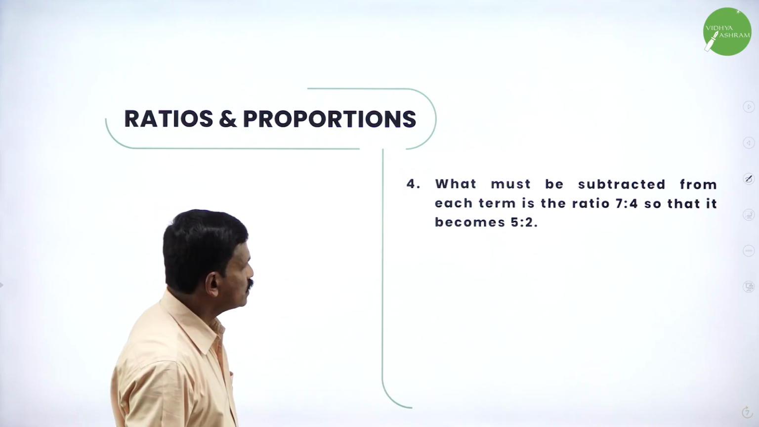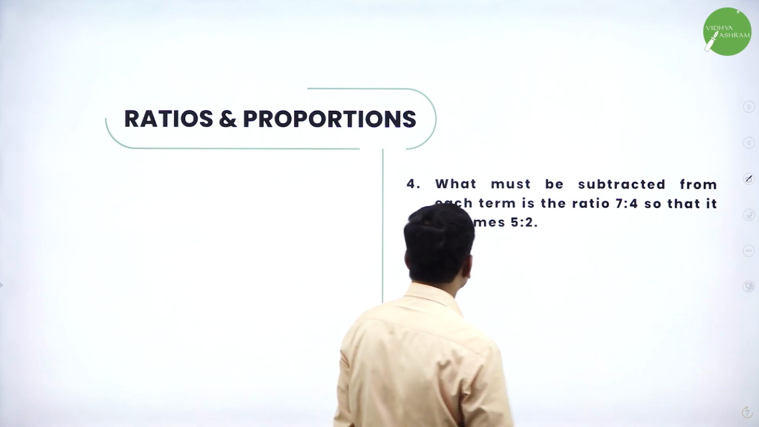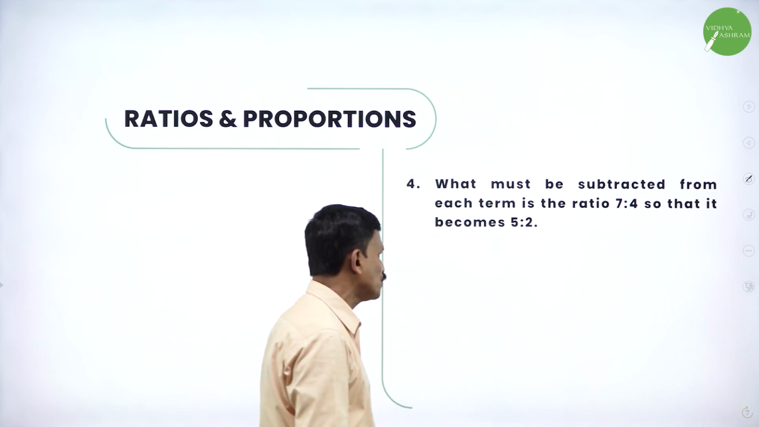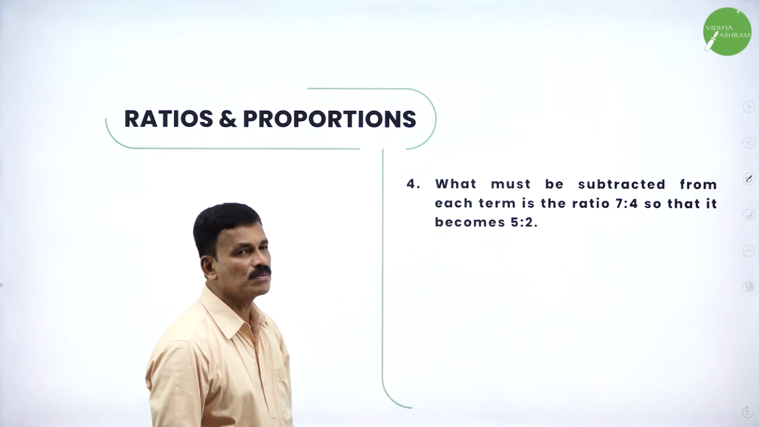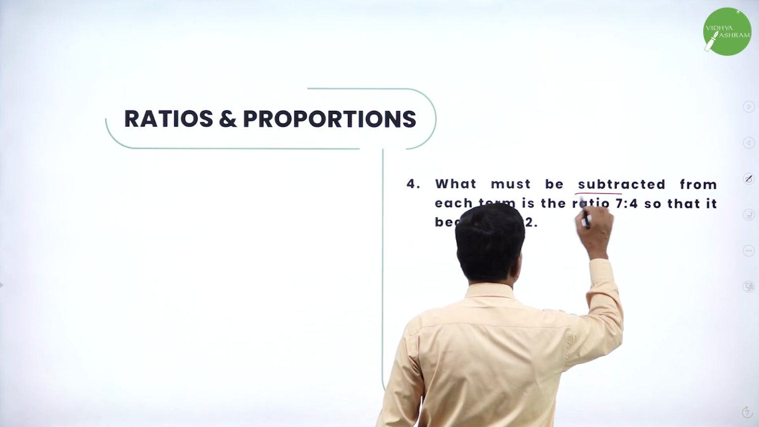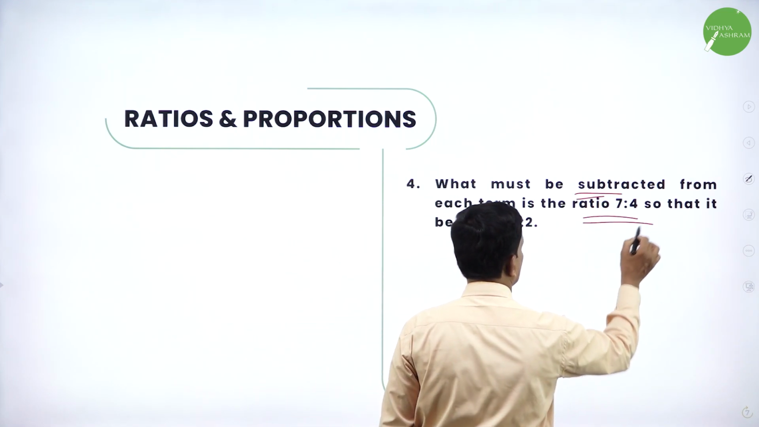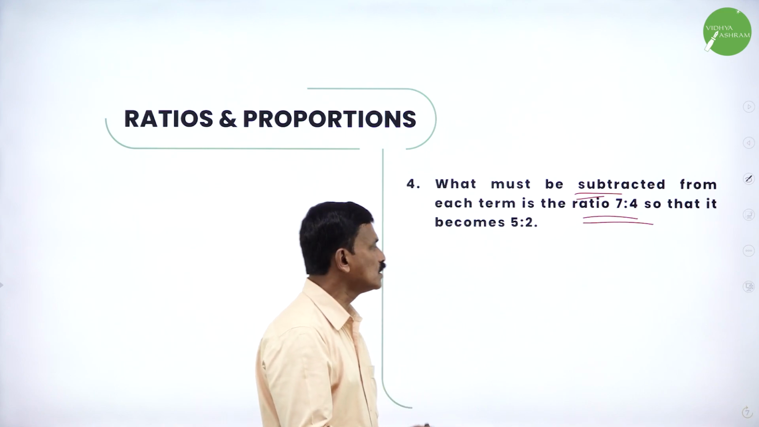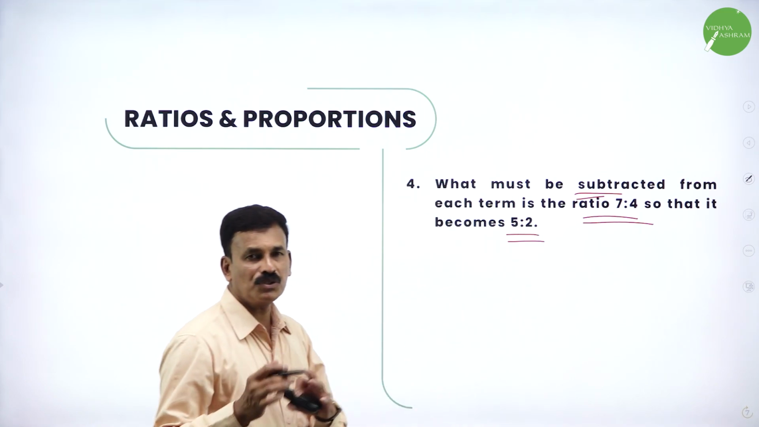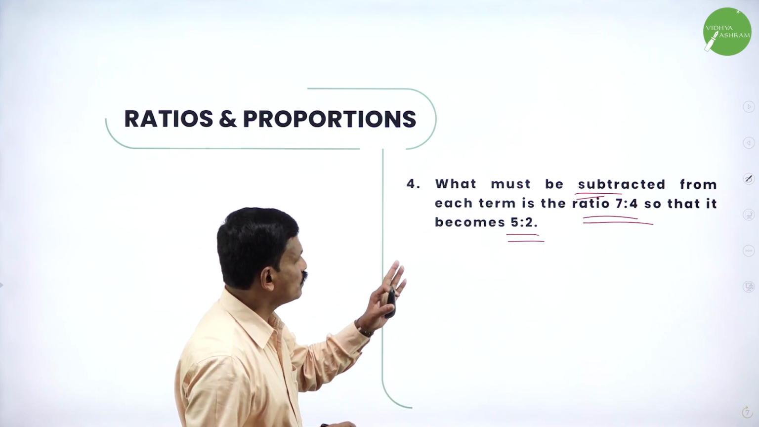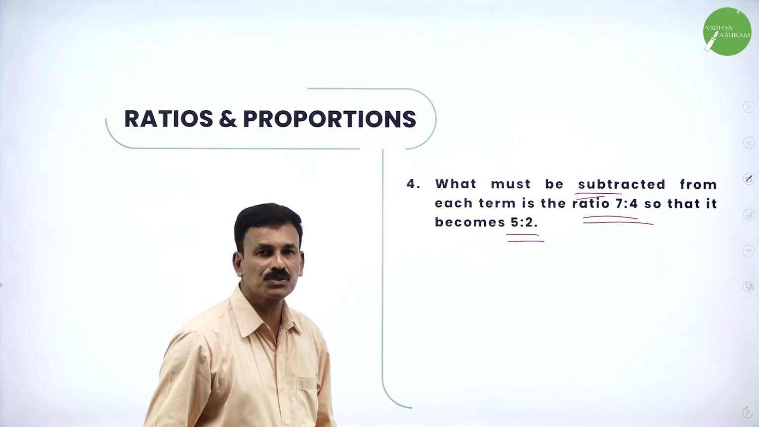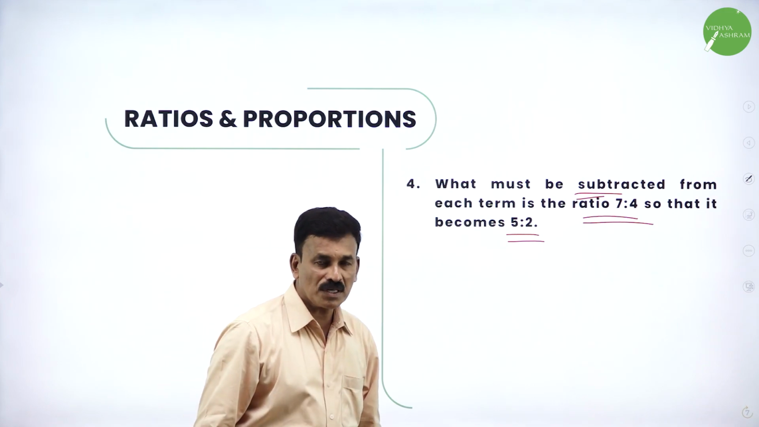Now next, what must be subtracted from each term in the ratio 7:4 so that it becomes 5/2. So here what quantity must be subtracted from the ratio 7:4 in order to get the ratio 5:2. So that certain amount of quantity must be subtracted from 7:4 in order to get 5:2. Then we have to find out that quantity, right?